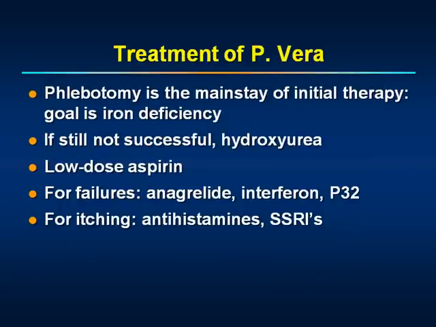The treatment of P Vera, or with an elevated red count, is quite straightforward. Phlebotomy is the mainstay of therapy, and the goal, interestingly, is iron deficiency. So one is trying to make these patients iron deficient. One of the confusing things, I think, for a lot of people is the difference between hemochromatosis and P Vera. In P Vera, this is a disease where you make too many red cells, and you need to get the red cells down.